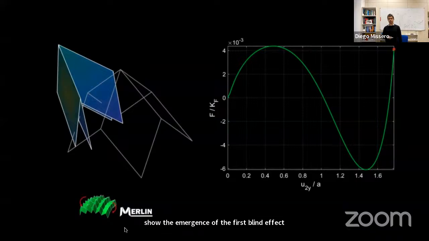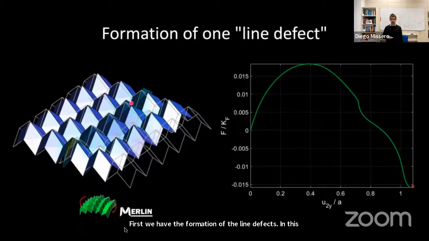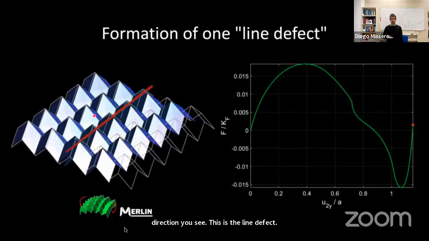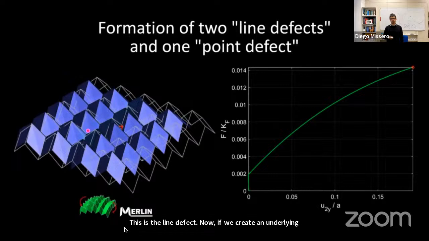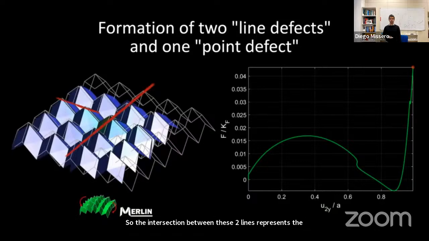You can see here we are performing the simulation on the 2D assemblage. First, we have the formation of the line defect in this direction. You see, this is the line defect. Now, if we create another line defect in the other direction, we can create a point defect, as you can see here. So the intersection between these two lines represents the point defect, as you can see here.